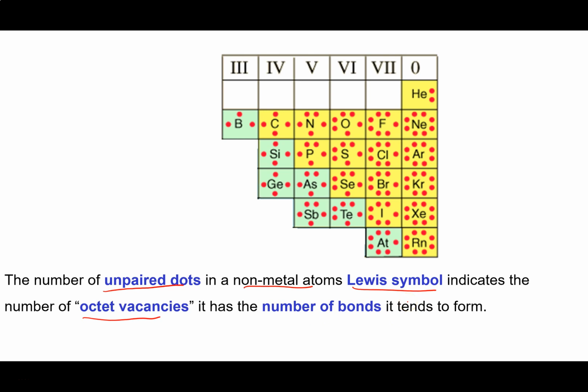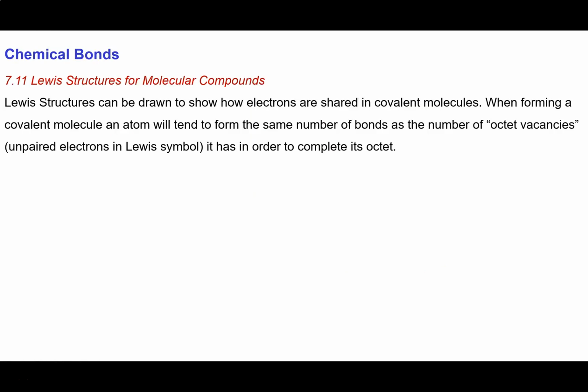Now, it doesn't always form that number of bonds. We'll see later on that there is a compound called carbon monoxide, and in carbon monoxide, carbon is forming only 3 bonds, even though carbon loves to form 4 bonds, and oxygen is forming 3 bonds, even though oxygen loves to form 2 bonds. It's just what the atom tends to form. Sometimes it doesn't kind of run with the program.